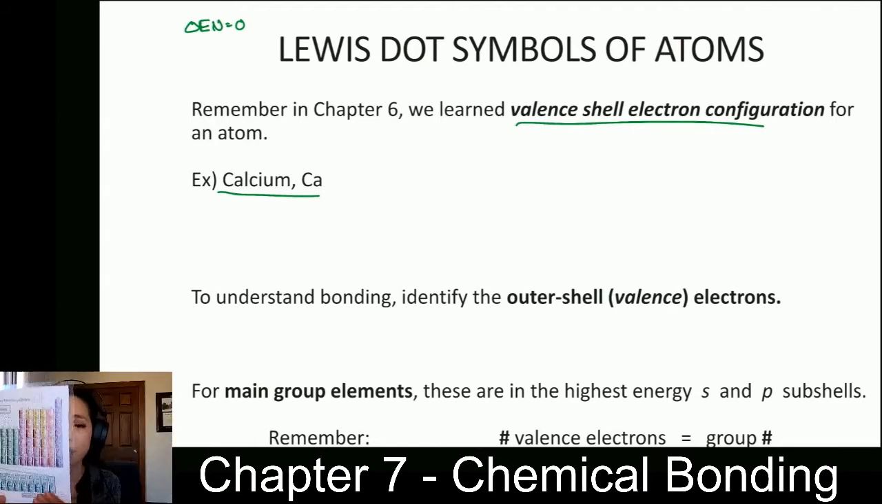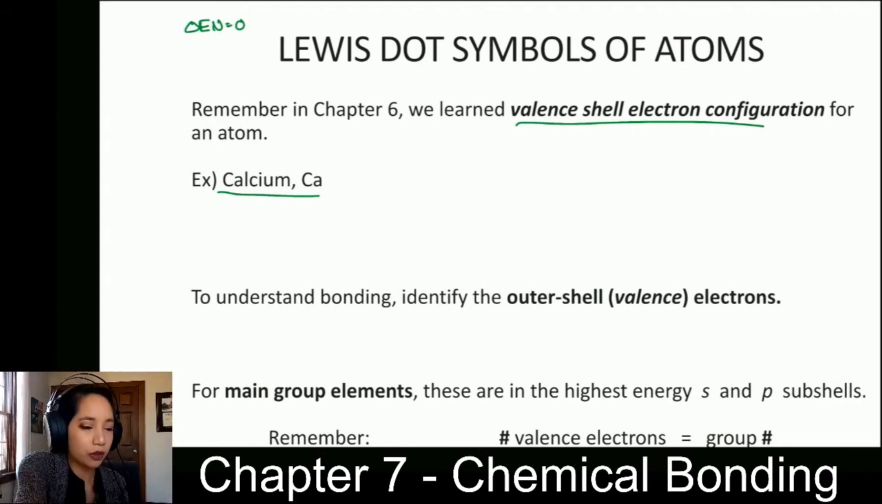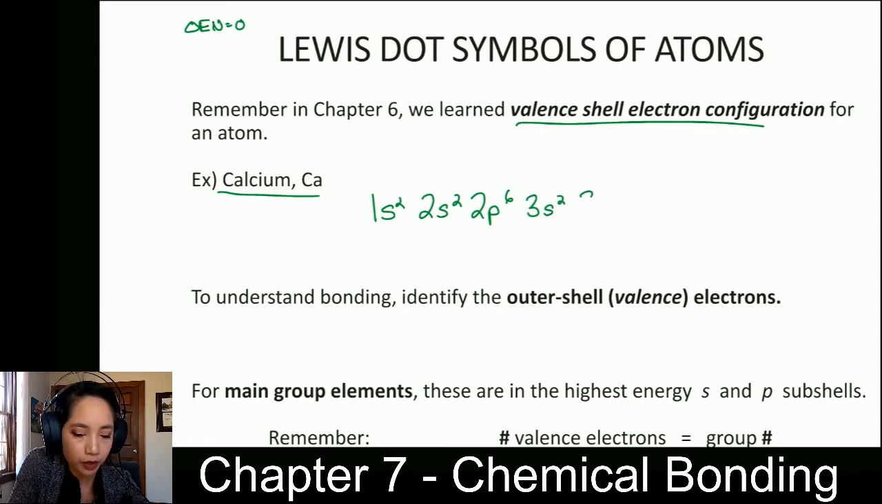So let's take out our periodic tables and write out the electron configuration for calcium. Let's do the full electron configuration. So 1s2, 2s2, 2p6, so that brings us to neon. Now we're at sodium, so 3s2, 3p6. So now we're at argon, and then 2 more electrons to get to calcium, so that is 4s2.